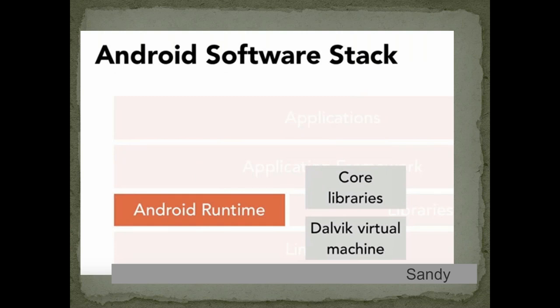Moving on to the other one, the Android software stack, which holds your Android runtime. What your Android runtime holds is the Dalvik virtual machine, which is nothing but your JVM in simple language, and certain core libraries. It's a highly optimized version of your JVM. Okay, how is that? So what is the job of a JVM?